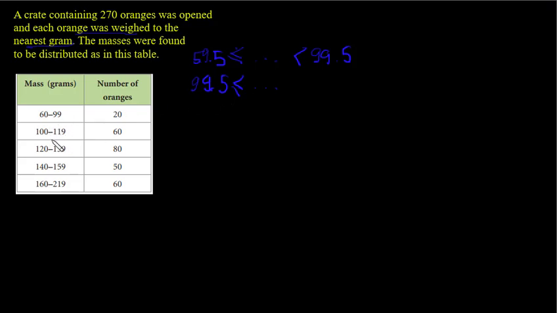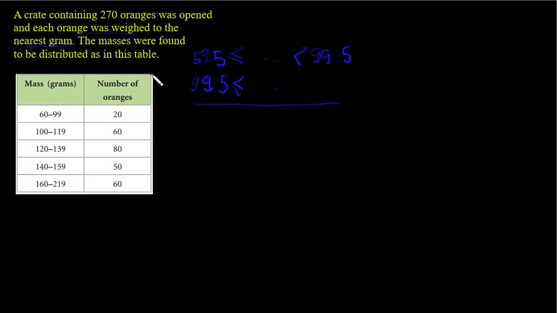So when we convert that into the new masses, they run from 59.5 to 99.5, and then 159.5 to 219.5. So they're continuous data. Now we can use a histogram to present the data.